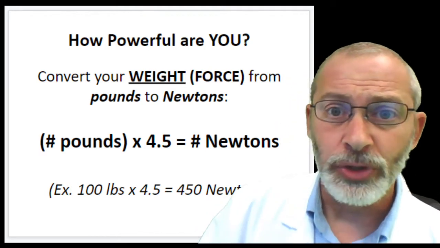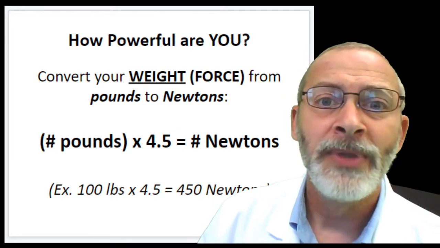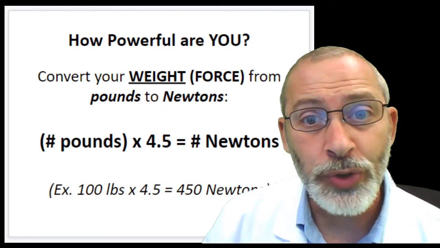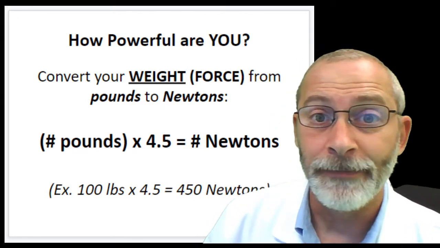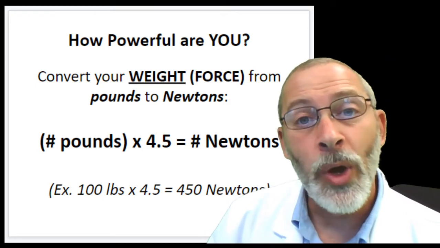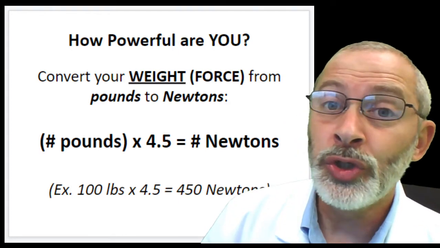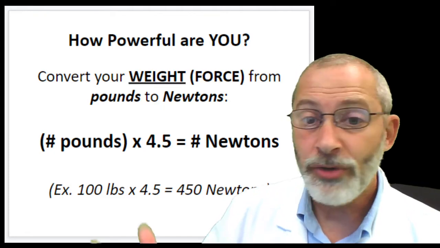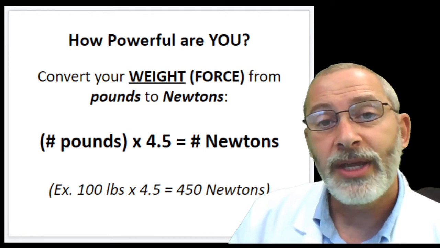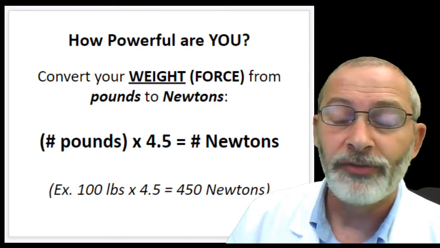Otherwise, if you don't want to find out how much you weigh, you can just use 100 pounds as a standard. Okay, so if you know about how much you weigh, here's how you make the calculation. You're going to take your weight in pounds and multiply it by 4.5, and that will equal how many newtons heavy you are. So, for example, if you are 100 pounds, then you're going to take 100 and multiply it by 4.5, and that will equal 450 newtons.